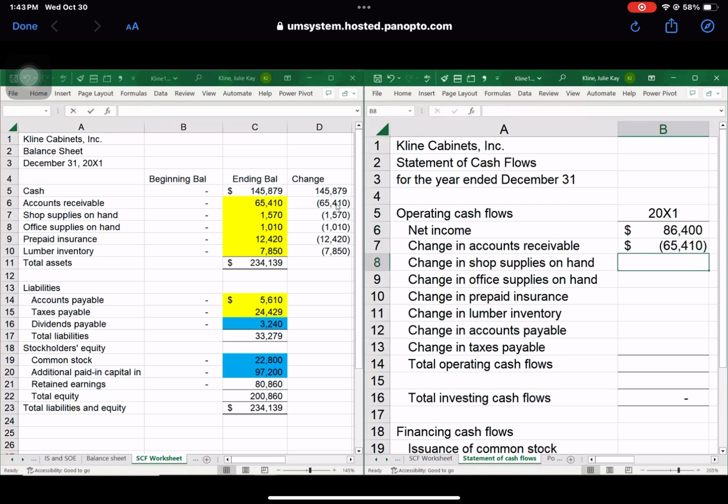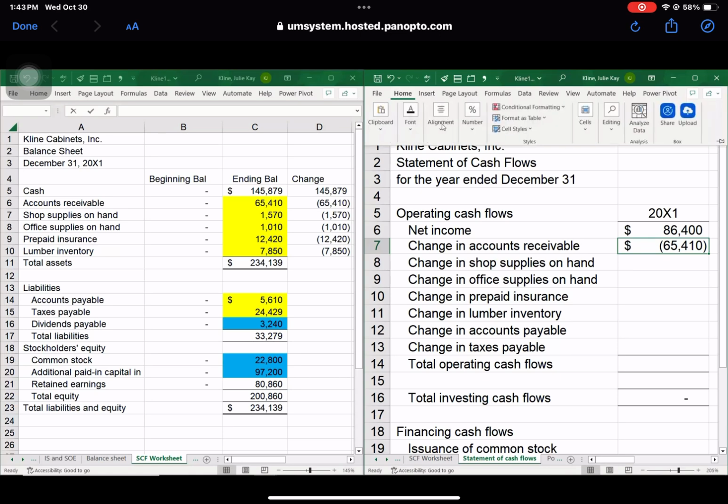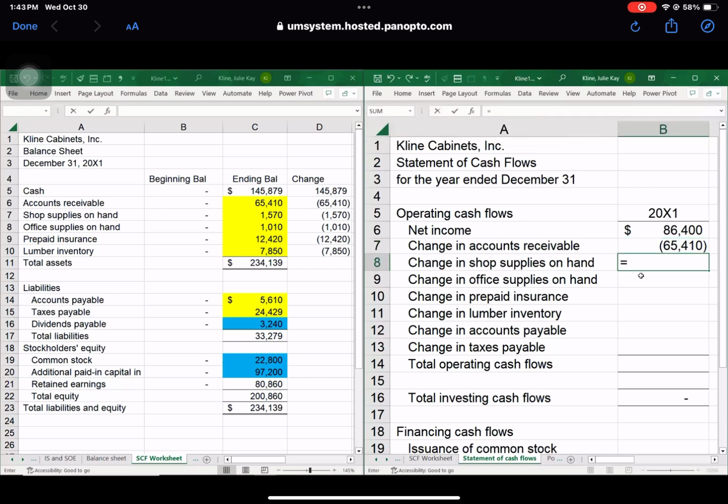the correct direction. I'm going to change my formatting here so that there is no $ sign, but just at the top. And shop supplies also subtracted. Office supplies also subtracted. Prepaid insurance went up. Direction is to go down. Lumber inventory went up. Therefore, we subtract. If an asset goes up, we subtract.